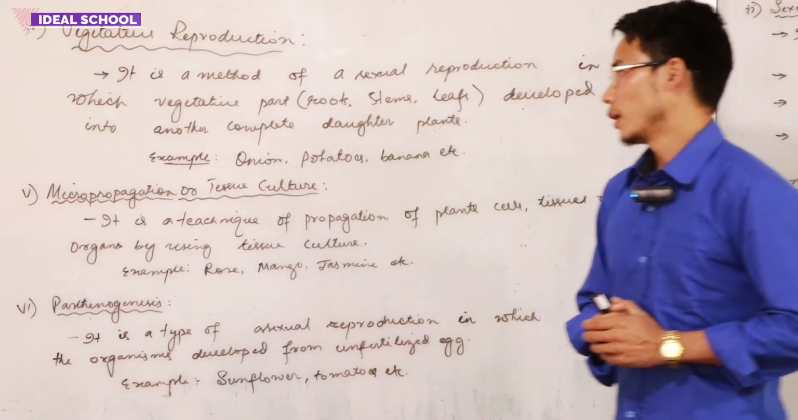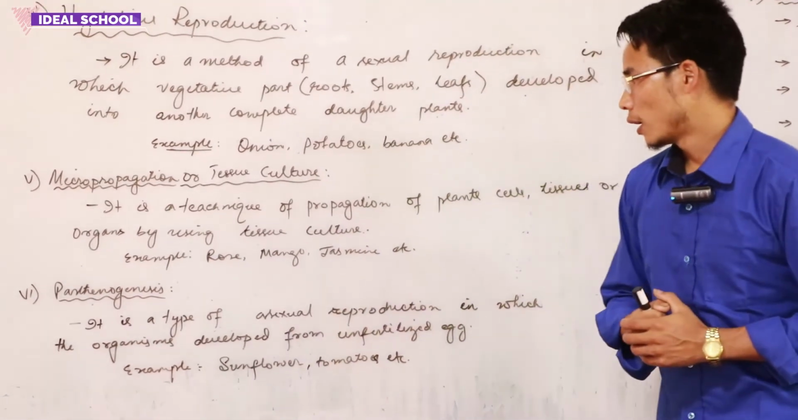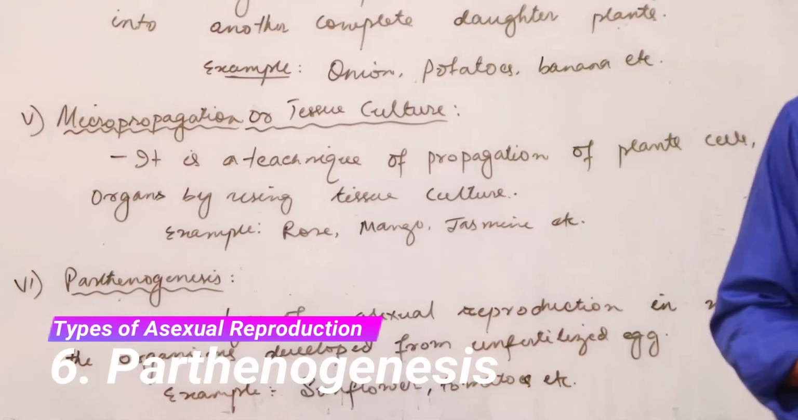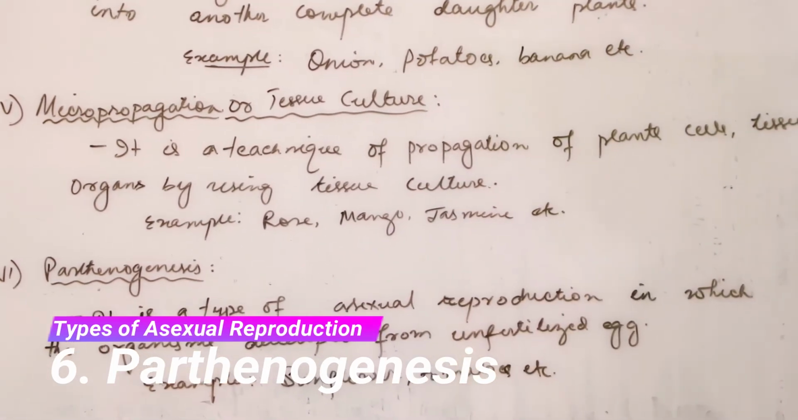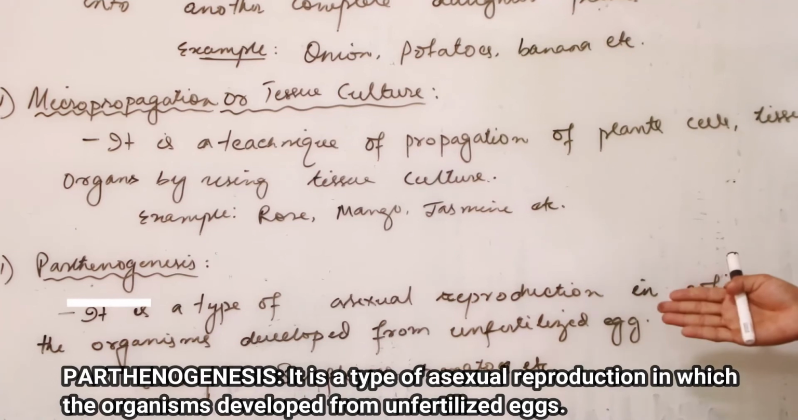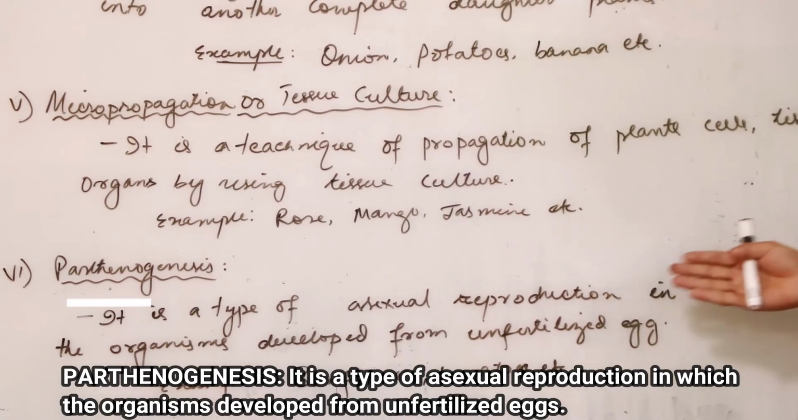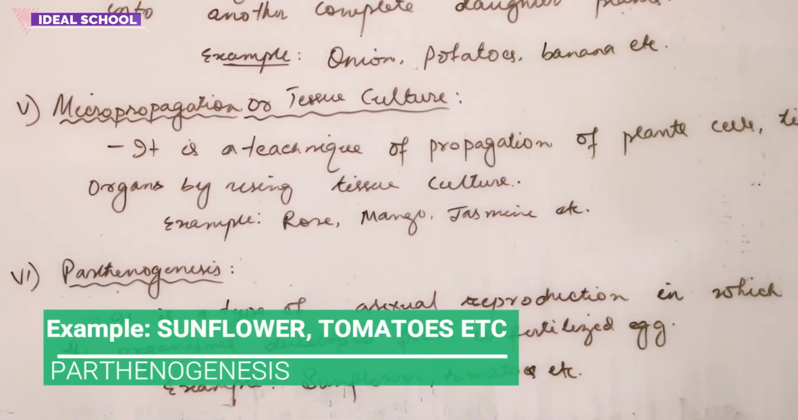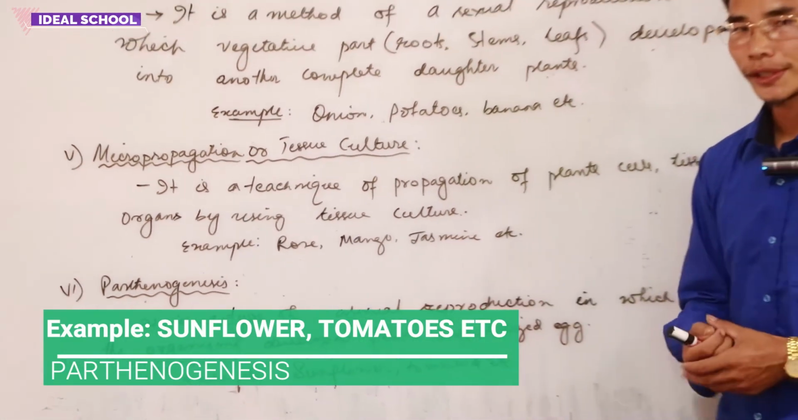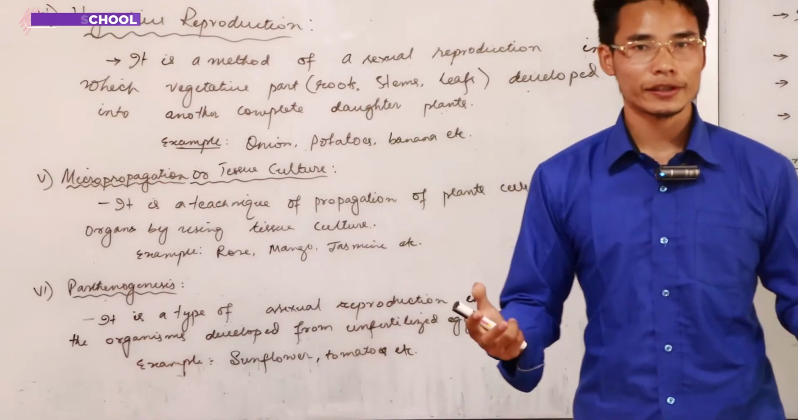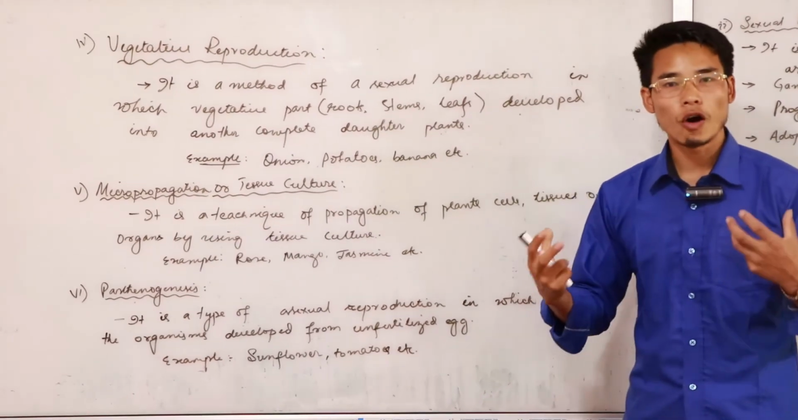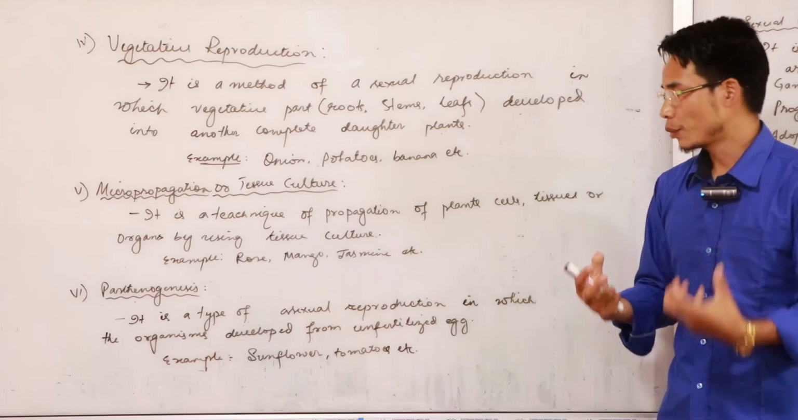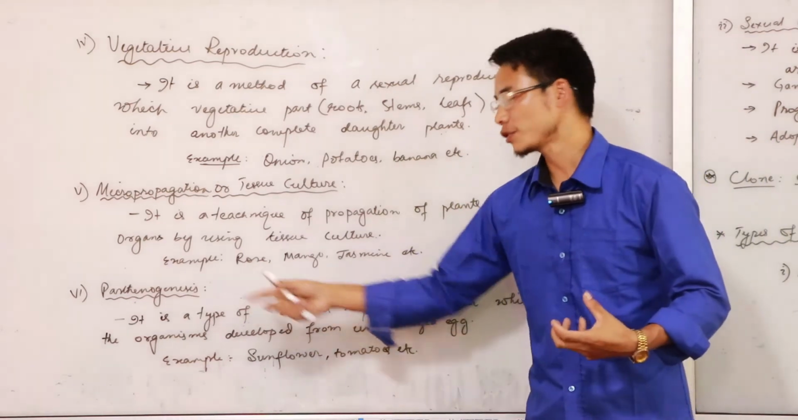And lastly, the last type of asexual reproduction is parthenogenesis. Parthenogenesis is a type of asexual reproduction in which the organism develops from unfertilized eggs. Examples are sunflowers and tomatoes, the Solanaceae, the tomato family. Without fertilization, they develop into a new offspring or new individual. Those types of plants which develop without fertilization are called parthenogenesis.